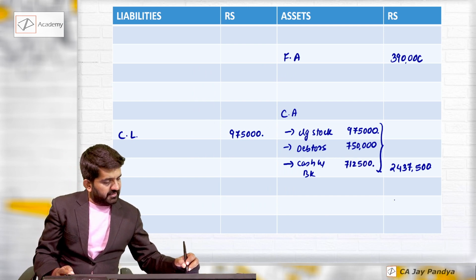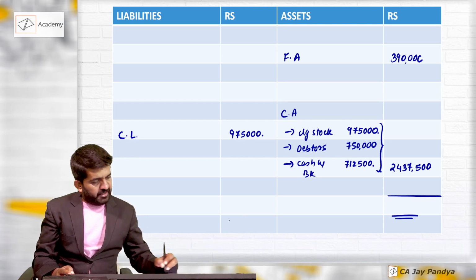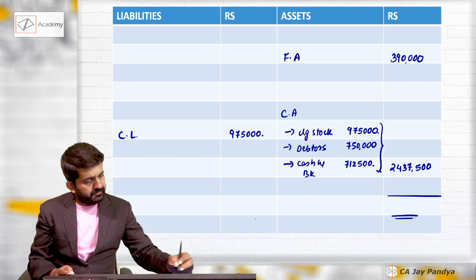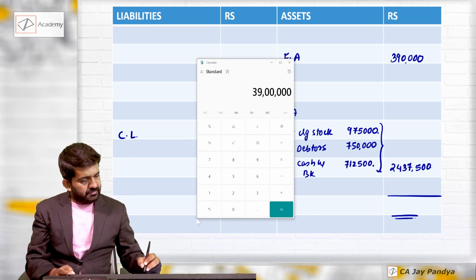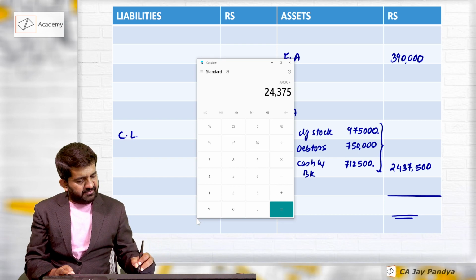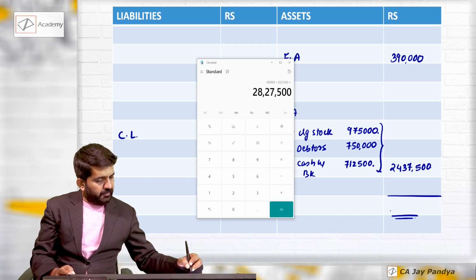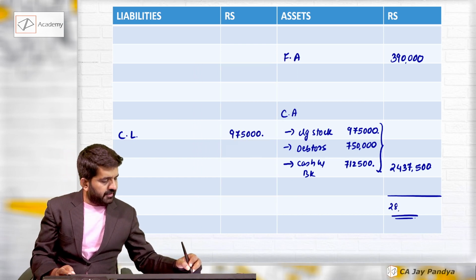I am having fixed asset, current assets, so I am also getting the total of the balance sheet. 3,90,000 plus 24,37,500. 28,27,500.